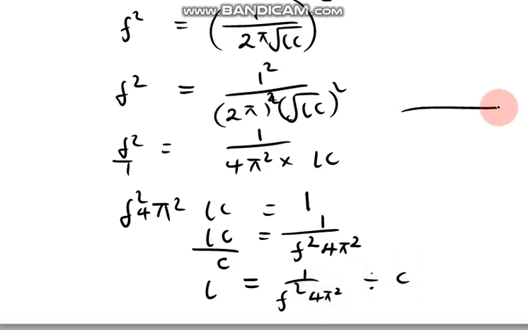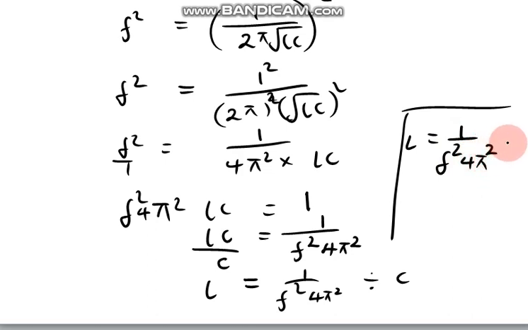And we are going to have that L equal to 1 over f squared 4 pi squared, times 1 over C. That implies that L equal to 1 over f squared 4 pi squared C.